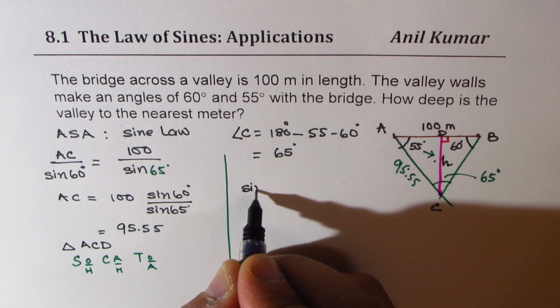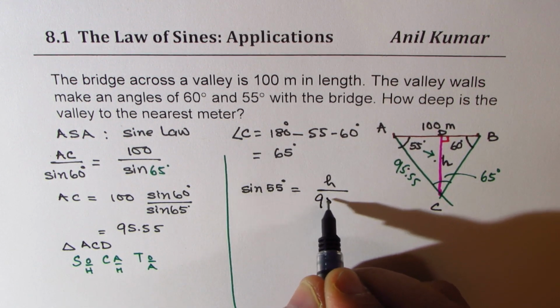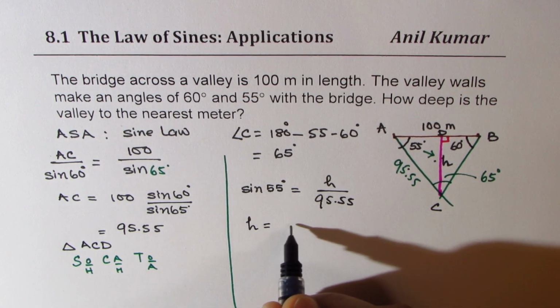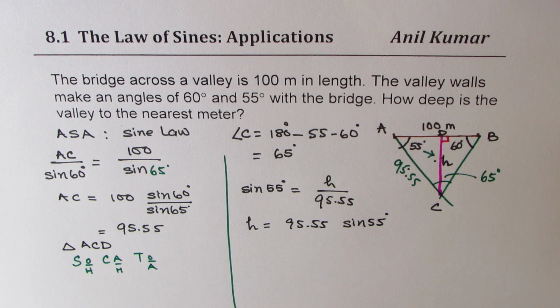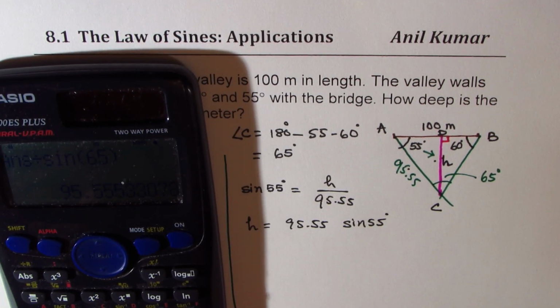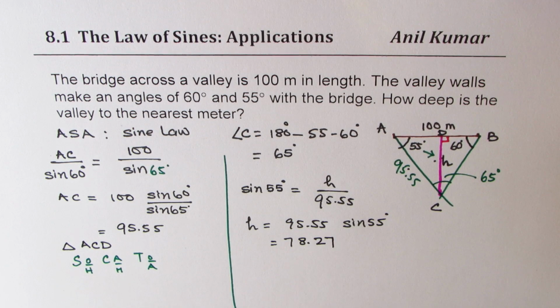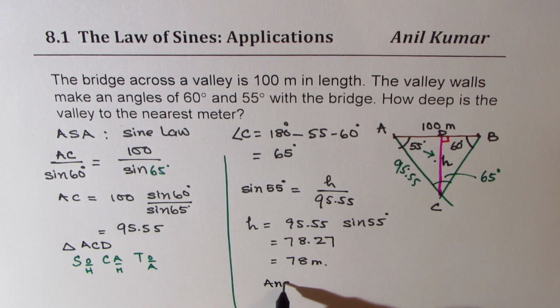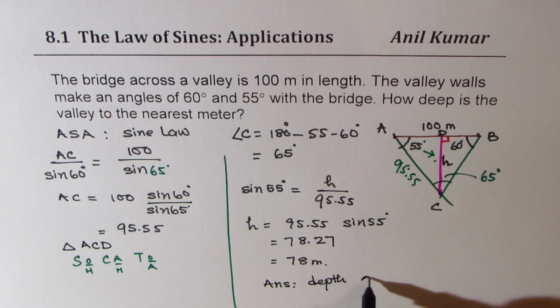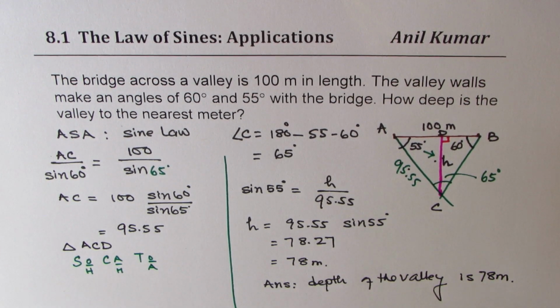So we get sine 55 equals height, or the depth in this particular case, divided by 95.55. So h is equal to 95.55 times sine of 55 degrees. We already have 95.55 in our calculator. We'll multiply this by sine of 55. That gives us 78.27. We have to round it to the nearest meter, so it is equal to 78 meters. So our answer is the depth of the valley is 78 meters. Perfect. So that is how you're going to solve it.